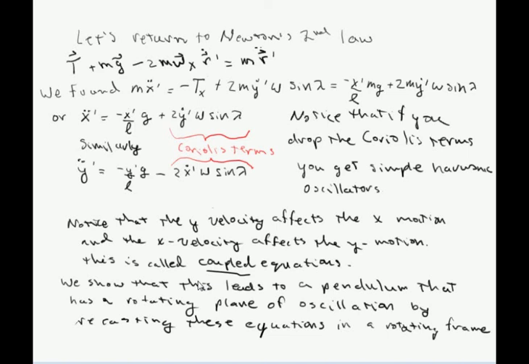What we're going to do is recast these equations in a coordinate system that's actually turning, and show that if we pick the right angular velocity for the coordinate system to turn, it removes the coupling of these equations.